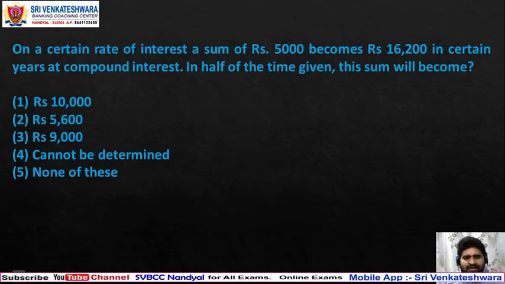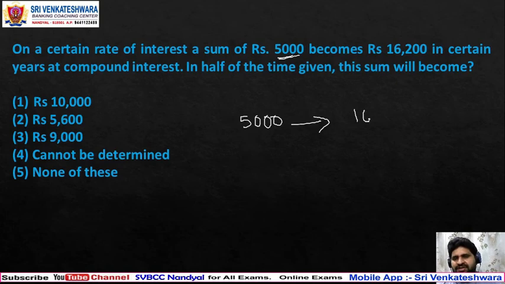Look at the next one. On a certain rate of interest, a sum of 5,000 becomes 16,200 in certain years, and compound interest in half the time given, the sum will become how much? What is the point they're saying? On a certain rate of interest, a sum of 5,000 becomes 16,200 in certain years. So the time period they've given is n years at a particular rate of interest.